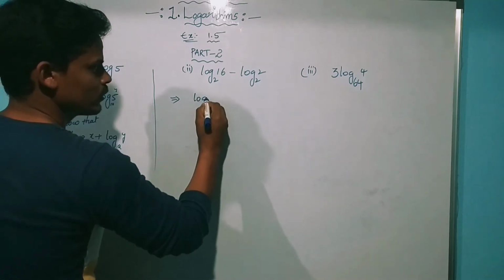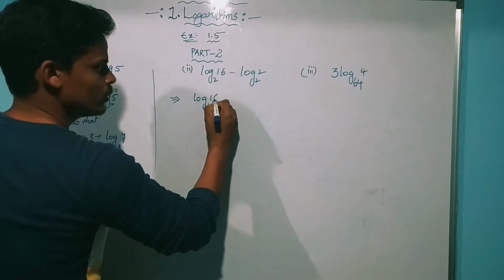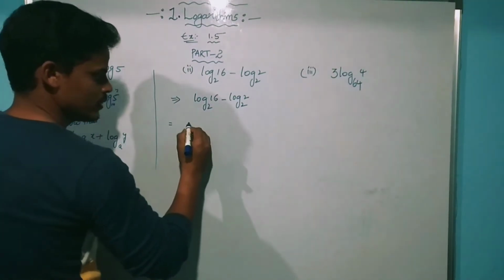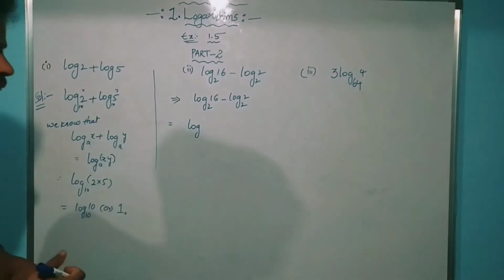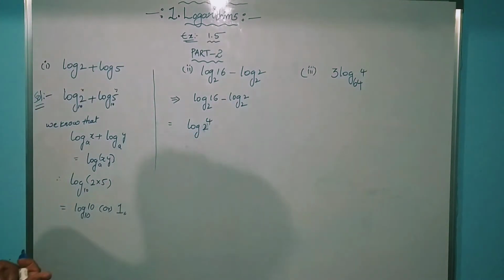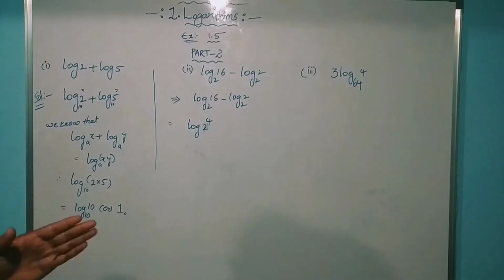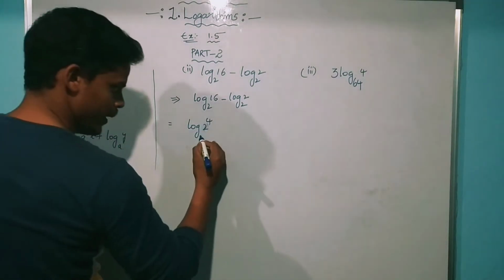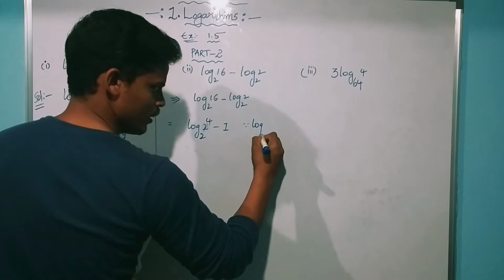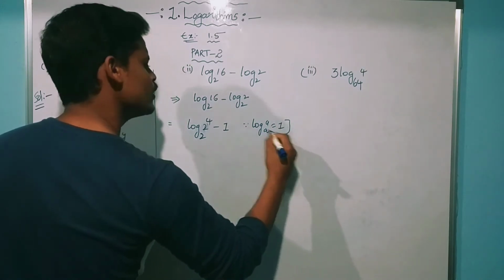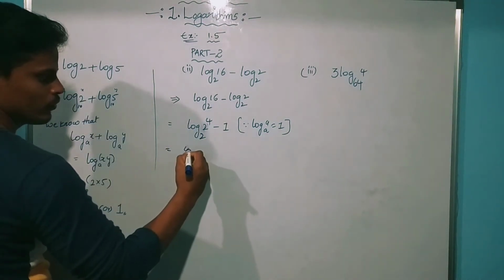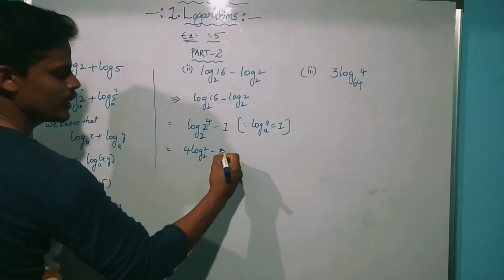Log 16 to base 2 minus log 2 to base 2. We can write 16 as 2 power 4, because 2 to the 4 is 16. So log 2 power 4 to base 2 minus log 2 to base 2, where log 2 to base 2 is 1, since log a to base a is 1. So that is equal to 4 log 2 minus 1.